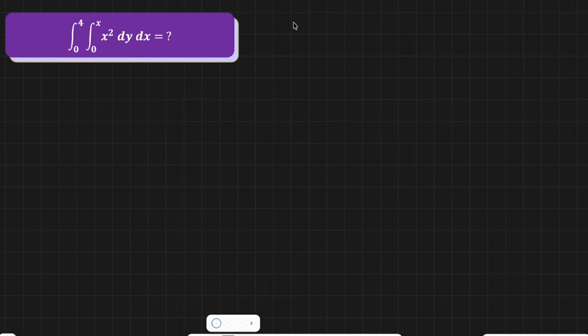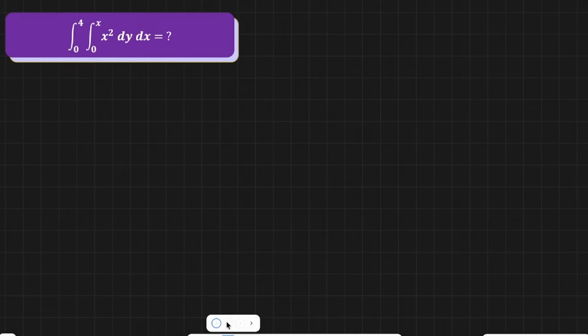Let's start this question: how to solve it, and how to find out the constant limit for this question, that we will see. Let's say I have this question: integral from 0 to 4, 0 to x, x square dy dx. There are again two different ways of asking the question. The first one is they will give it to you directly in your exam. Let's say the question is asking like this: solve this integral.